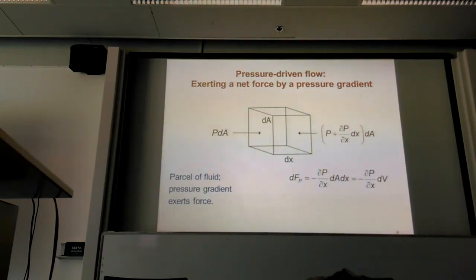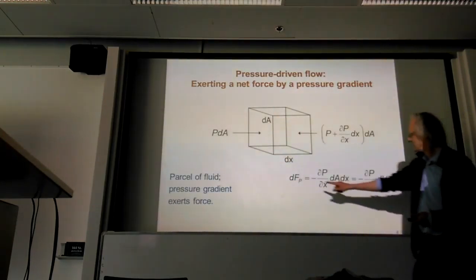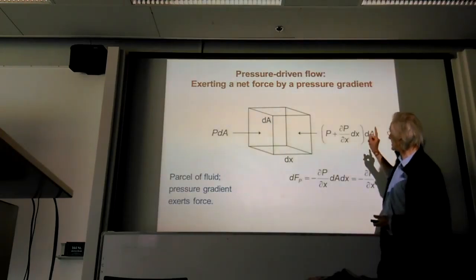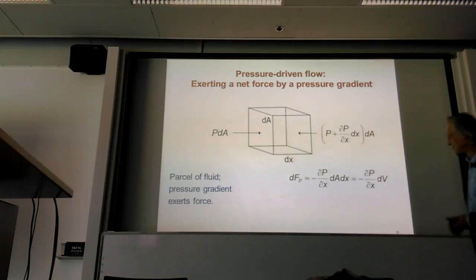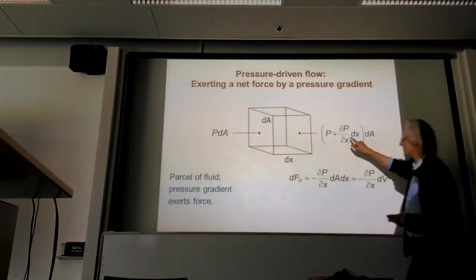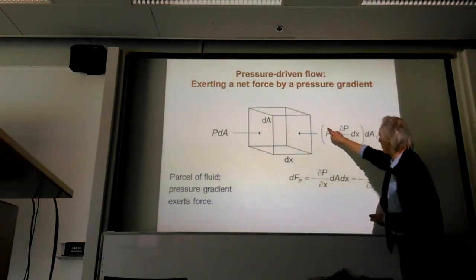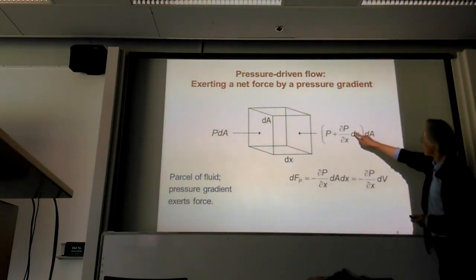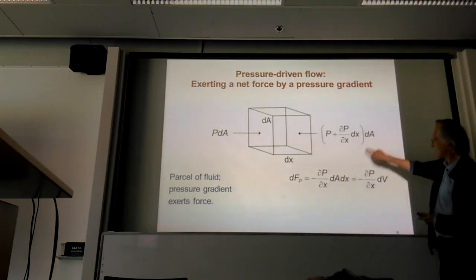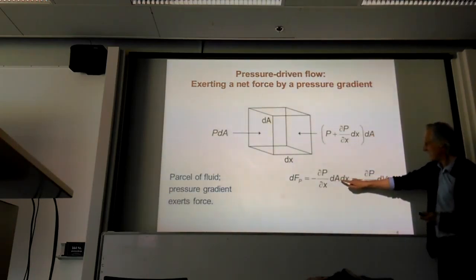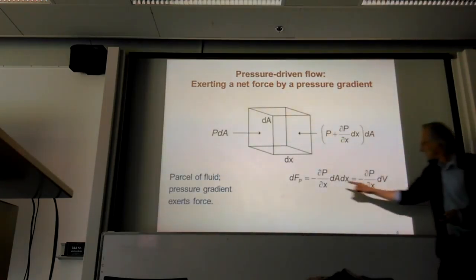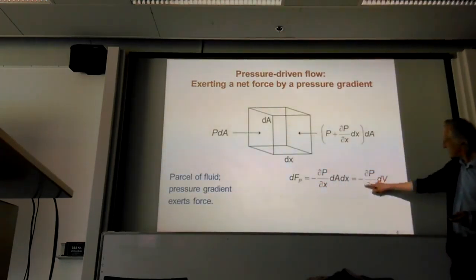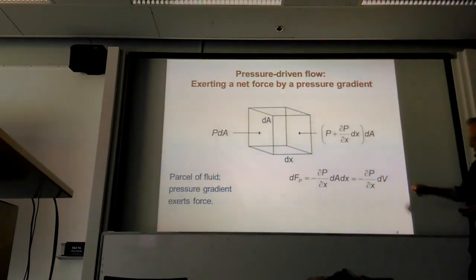Now, so the pressure force is that one minus that one. And that's what you get then, the P plus dP/dx, that one, and we take that one off, so the P disappears. The dP/dx times dx times dA. Now dA dx, area times length, is the volume. So the pressure force is the gradient of the pressure times the volume of the parcel.